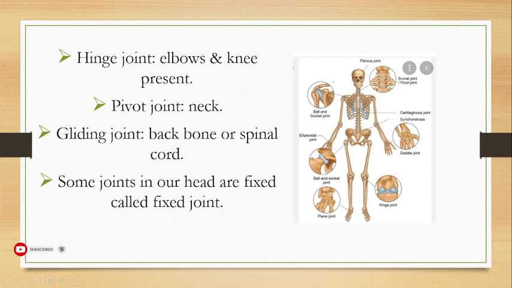Another one is the gliding joint. This can be seen at the back of our body, like the backbone or spinal cord. This is a gliding joint.